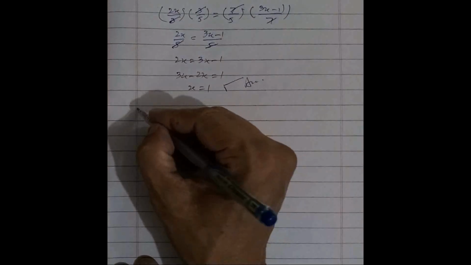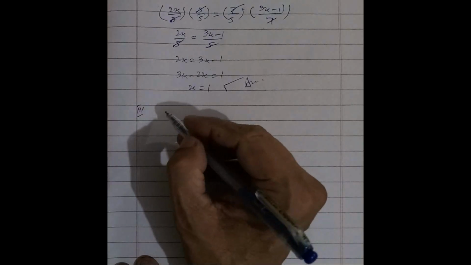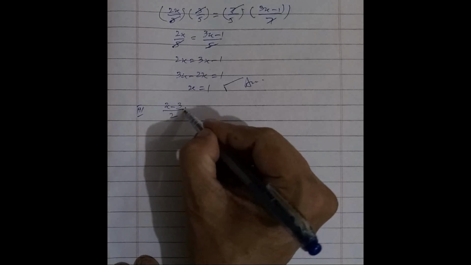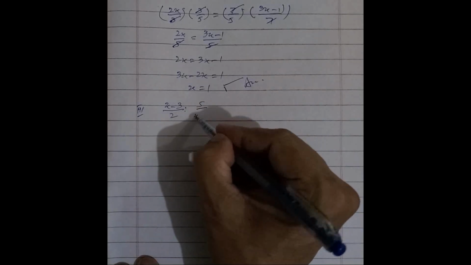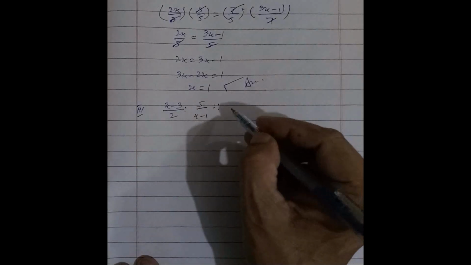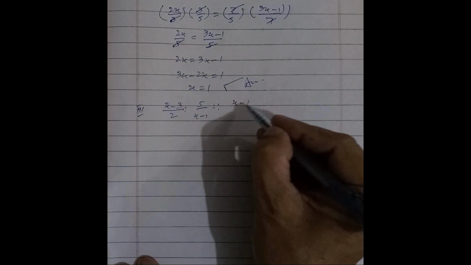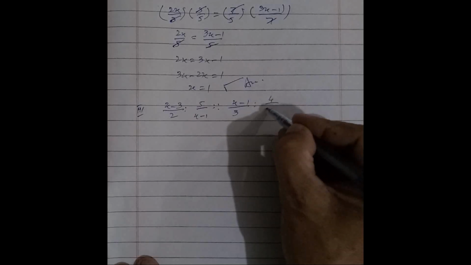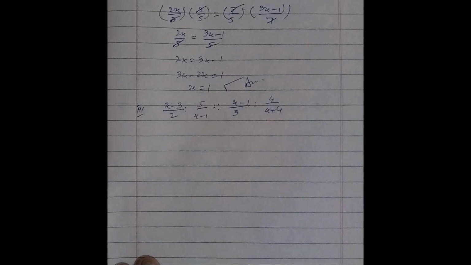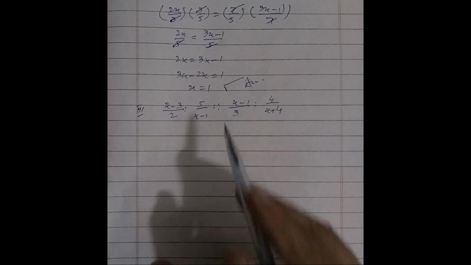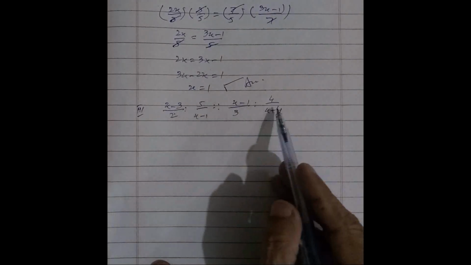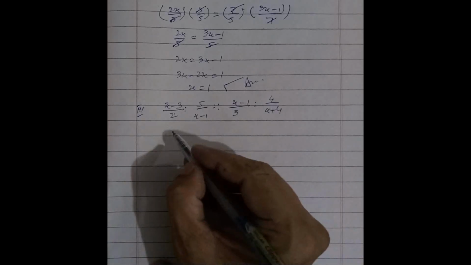And next question is part 3, question 11. Here (x minus 3) over 2 ratio 5 over (x minus 1) proportion (x minus 1) over 3 ratio 4 over (x plus 4). The same procedure: product of internal values is equal to product of external values. So we multiply these values.